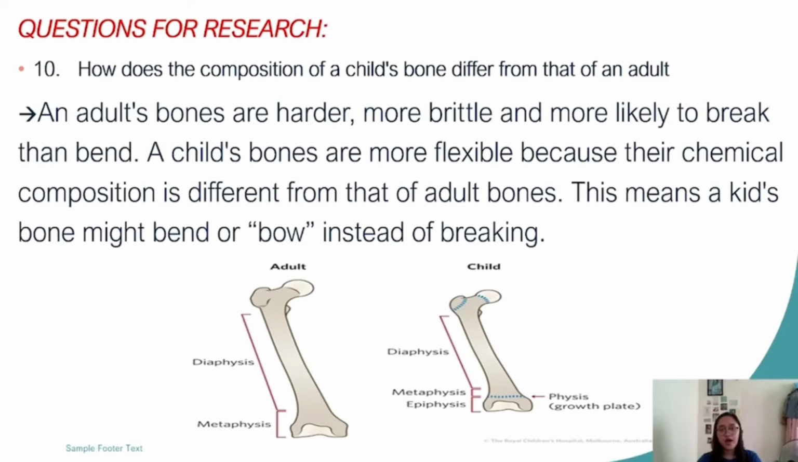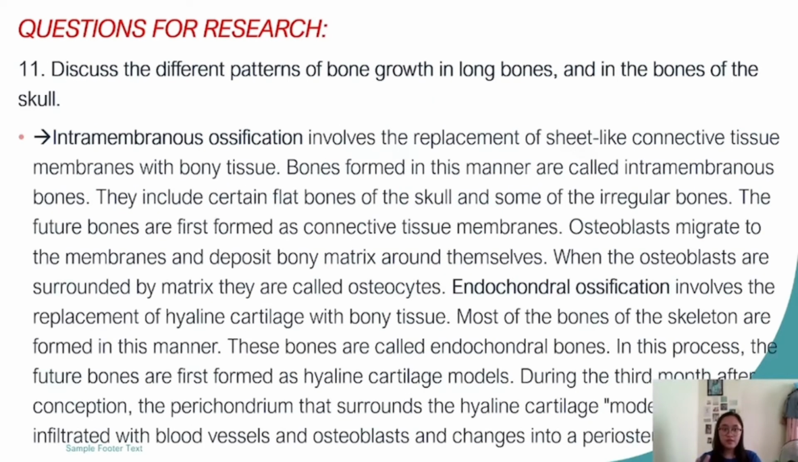An adult's bone are harder, more brittle, and more likely to break than bend, while on the child's bone naman po are more flexible because their chemical composition is different from that of adult bones. This means that a kid's bone might bend or bow instead of breaking. Basically speaking, ang child bones is more flexible, kaya hindi madaling mag-break unlike sa adult bone. 11. Discuss the different patterns of bone growth in long bones and in bones of the skull.